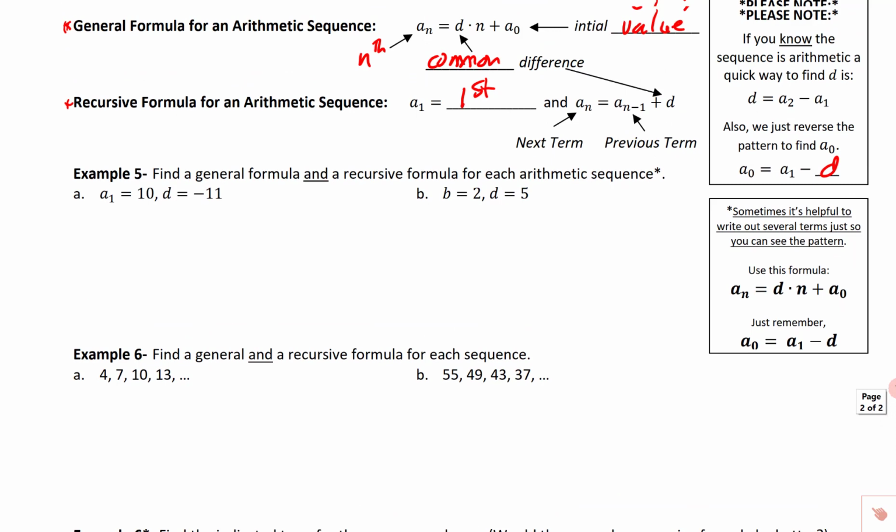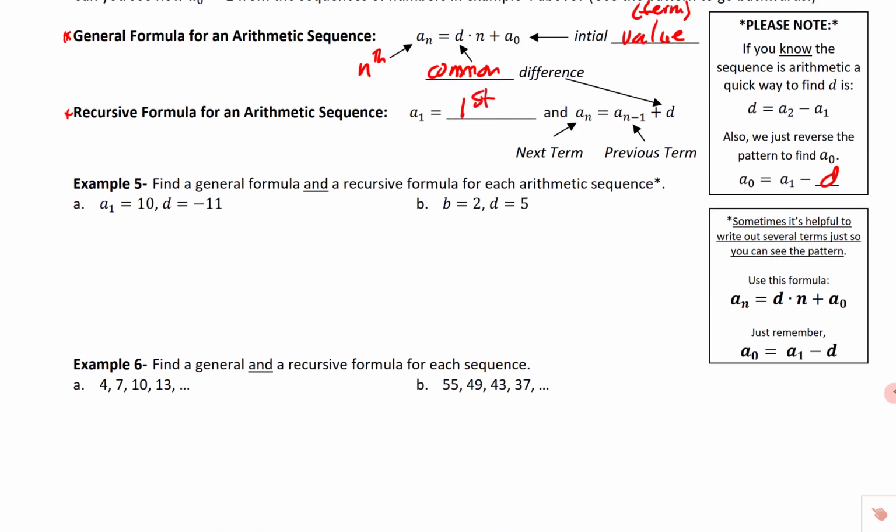So I'm going to slide down here. I'm going to leave enough of this showing that we can write these down. So you'll notice that we need to do 2 things. We need to find a general formula, and we need to find a recursive formula for each one of these. So I'll show you that this really isn't too bad. So let's do the general one first. So the general one looks like this.